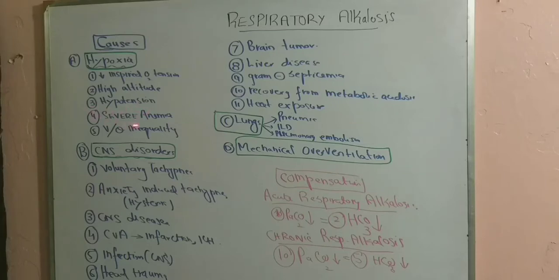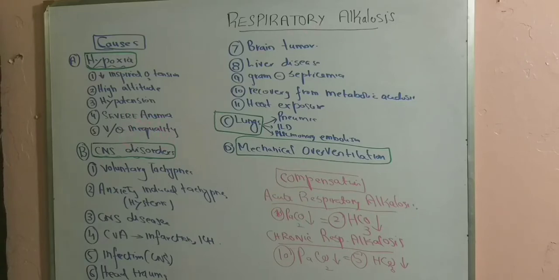In that process you lose a lot of carbon dioxide, which ultimately causes respiratory alkalosis. Now there can be VQ mismatch, or ventilation and perfusion inequality. For example, it can happen where you have a difference between how much air is going inside and how much blood is being recirculated to the lungs. So that inequality also results in respiratory alkalosis.